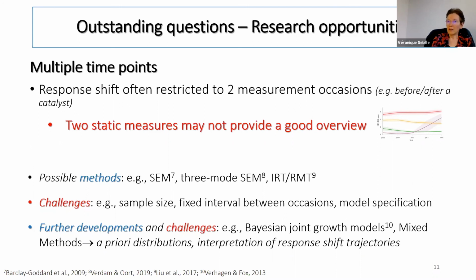Of course, if we want to use a Bayesian framework, we have to make some assumptions regarding some a priori distributions, which might not always be so easy to do. And from a more general viewpoint, if we want to work on response shift with multiple time points, we have maybe to think also on how we will interpret the response shift trajectories that we might obtain. And this might be something to think about, which might not be so obvious, I think.